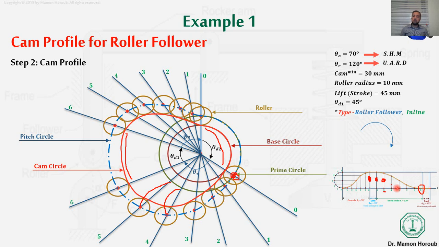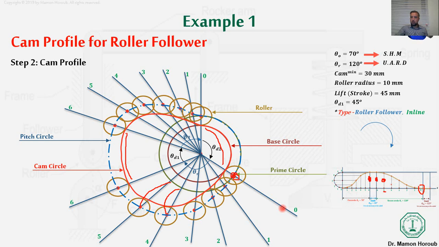Then you just need to reflect the distances that you have drawn in the displacement diagram on the circles that we have seen before: the distance from the prime circle, which is the green circle here, until I reach the same distance of the displacement diagram on every line from 0 to 6, then from 6 to 0.